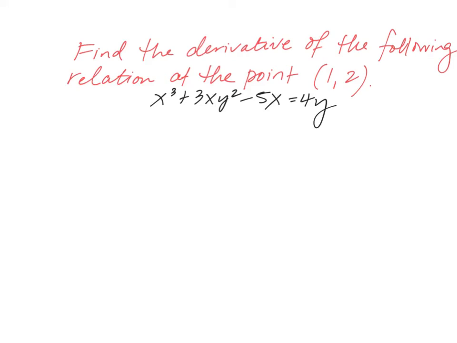In this problem, we're going to look at how to take the derivative of an implicit relation that includes the product rule, and also how to find the value of the derivative at a given point. So remember, with implicit differentiation, we are able to take the derivative of each term as it comes, which is a benefit. There's no rearrangement necessary.